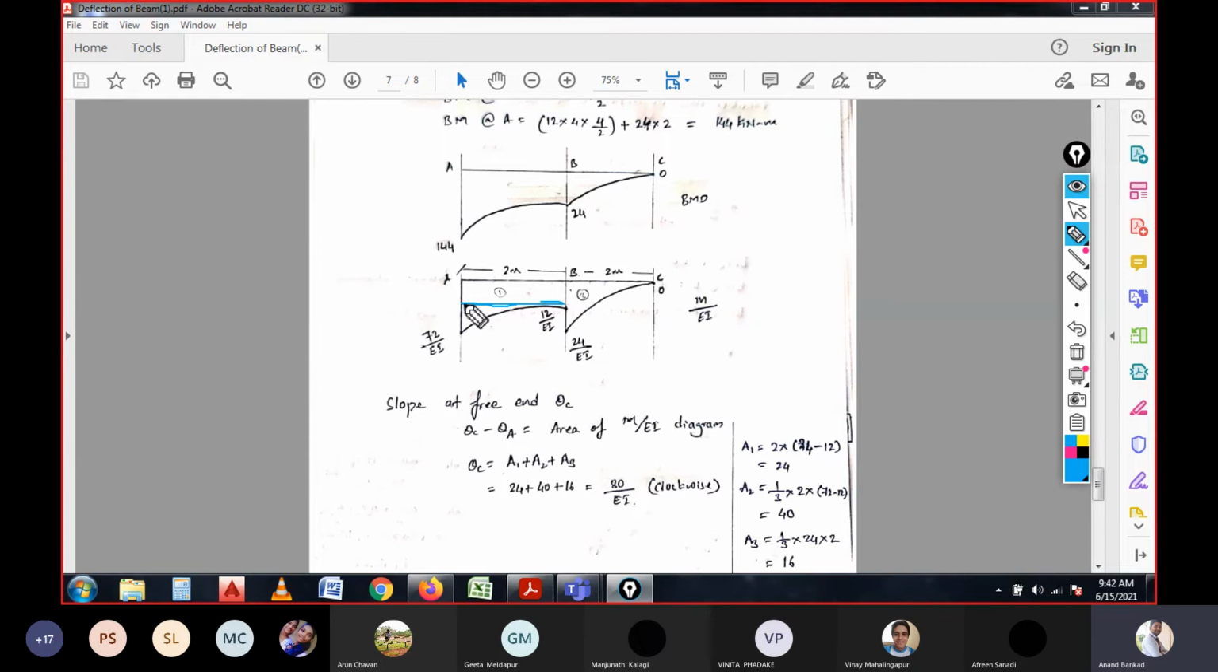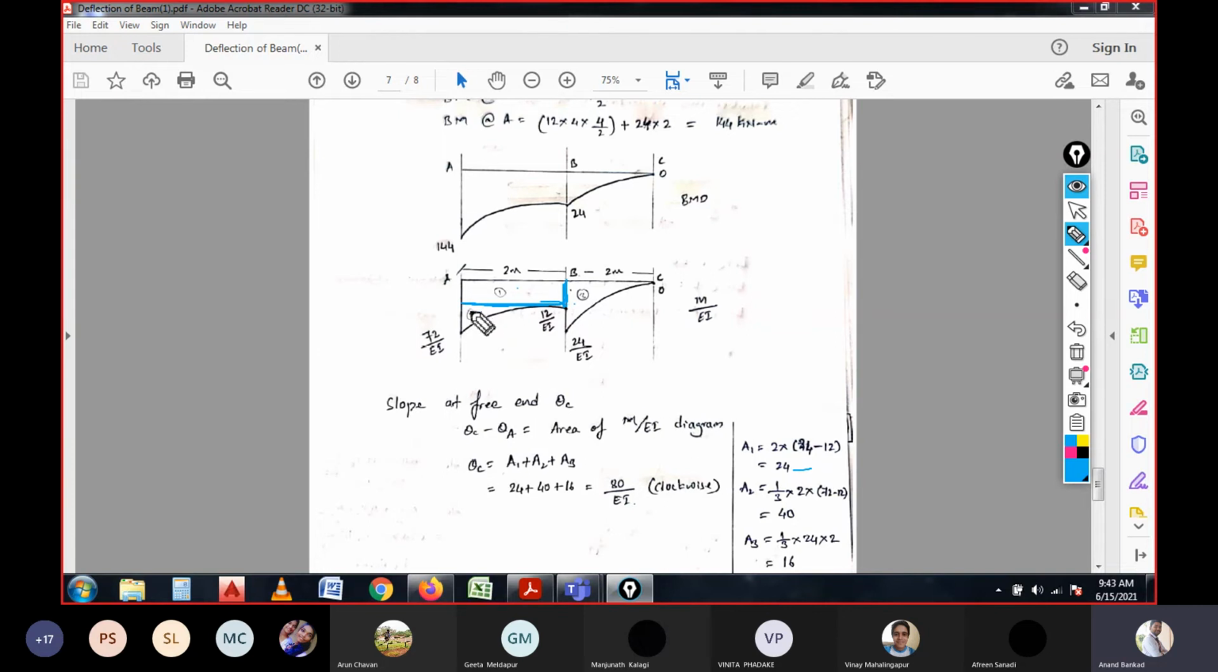So I just draw a line over here to separate this as a rectangle, this as a parabolic triangle, and another one, also a parabolic triangle. After all, we need to have the area. Area under bending moment will be the slope. So A1 is this, I will consider this as one section. A1 is nothing but, since it is 12 depth for the 2 meter, 12 into 2, which is 24.